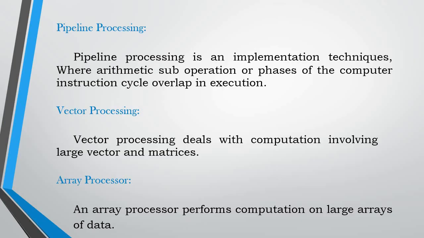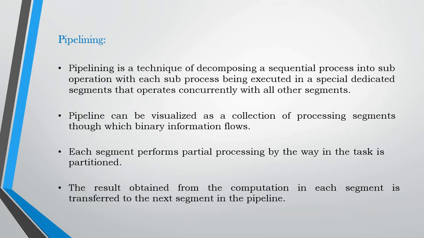Types of processing. Pipeline processing is an implementation technique where arithmetic suboperations or phases of the computer instruction cycle overlap in execution. Vector processing deals with computation involving large vectors and matrices. An array processor performs computation on large arrays of data. After this, we will see one by one the pipelining process, vector processing and then array processing.